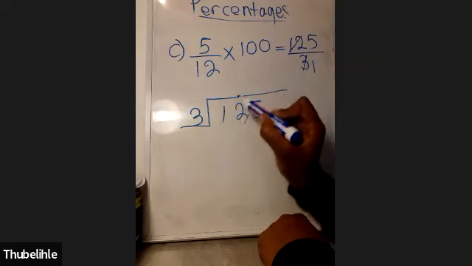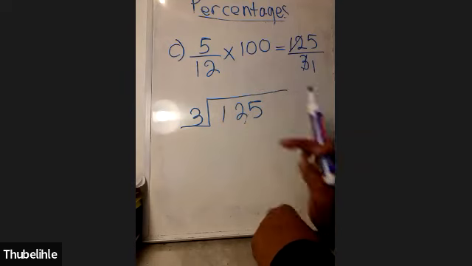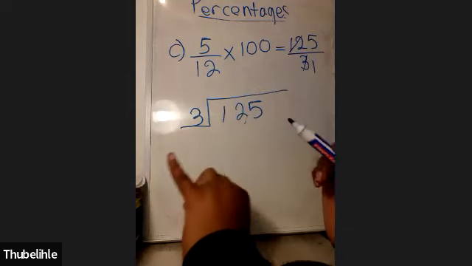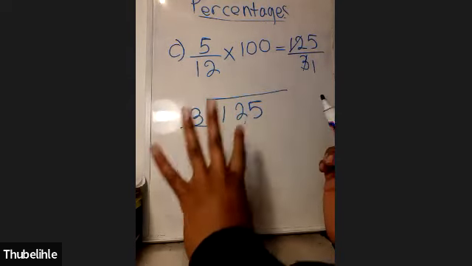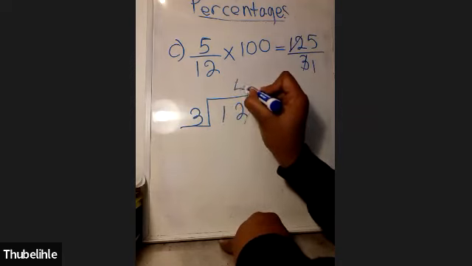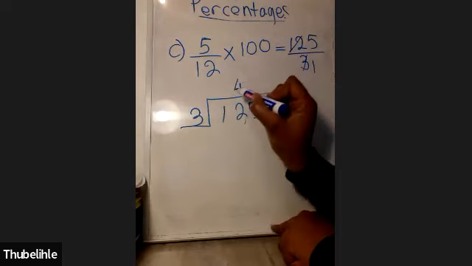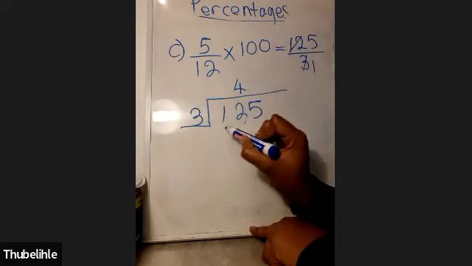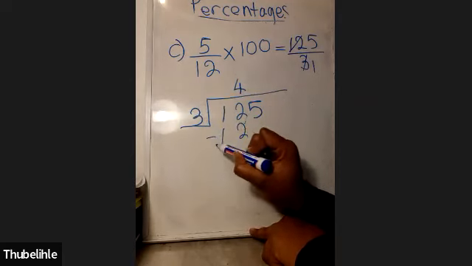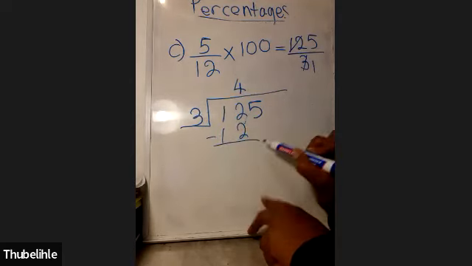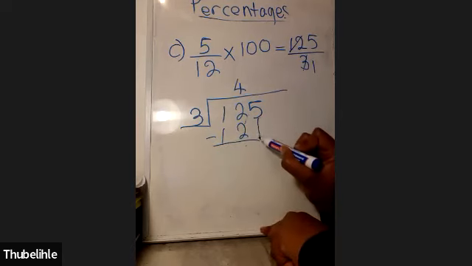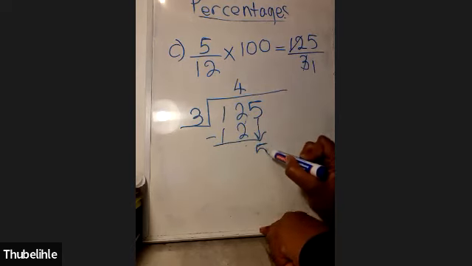3 into 12, okay? What do you get when you say 3 into 3, 6, 9, 12? 4. It's 4. So you put your 4 here, and then you say 4 times 3, which is 12. And we subtract that from 12, which is 0, which means there's no remainder here. And then we bring down 5, okay?